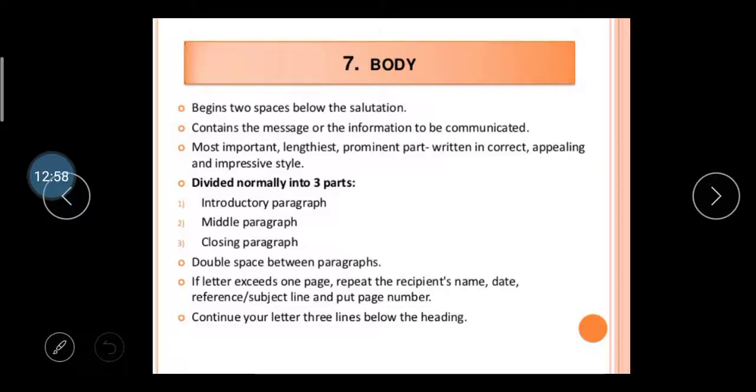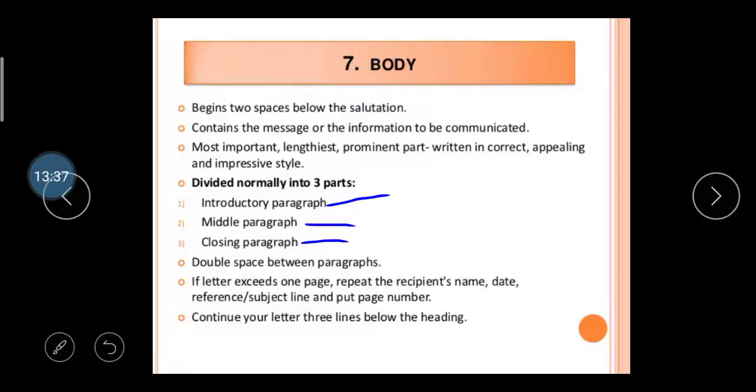Your letter is divided into three parts. First of all, the introductory paragraph. First of all, you give the introduction regarding your letter, that is, why you write this letter, the reference number, and this day's transaction. Then after, the middle paragraph, you have to give the information or communicate your main objective. And the third is the closing paragraph, you give the greeting and you have to expect that order. When you write an order letter, then you have to expect an order from them.